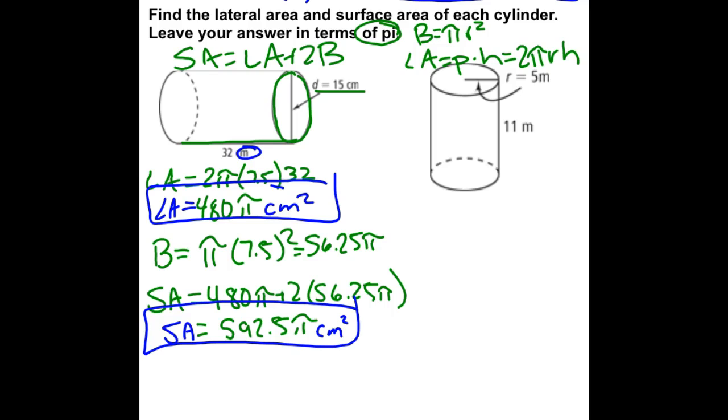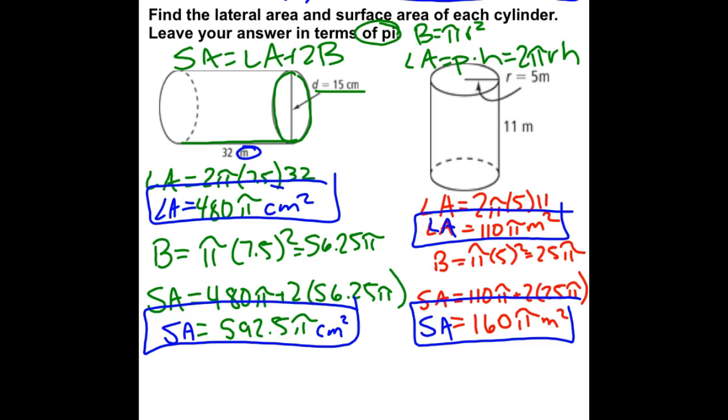We're essentially going to do the same thing on this next one. I want you to pause the video and try it on your own. And we end up with our final answers. Lateral area is 110 pi, surface area is 160 pi. And both of those have the label meters squared. So that's that first page where we talked about prisms and cylinders.